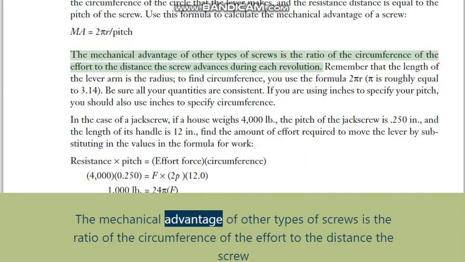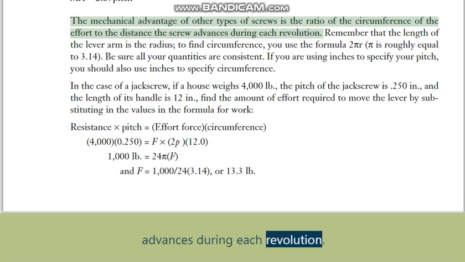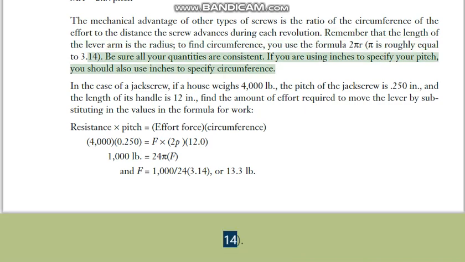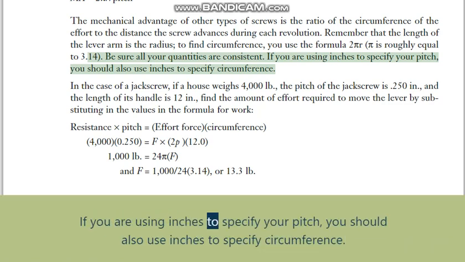The mechanical advantage of other types of screws is the ratio of the circumference of the effort to the distance the screw advances during each revolution. Remember that the length of the lever arm is the radius. To find circumference, you use the formula 2 pi r, which is roughly equal to 3.14. Be sure all your quantities are consistent. If you are using inches to specify your pitch, you should also use inches to specify circumference.